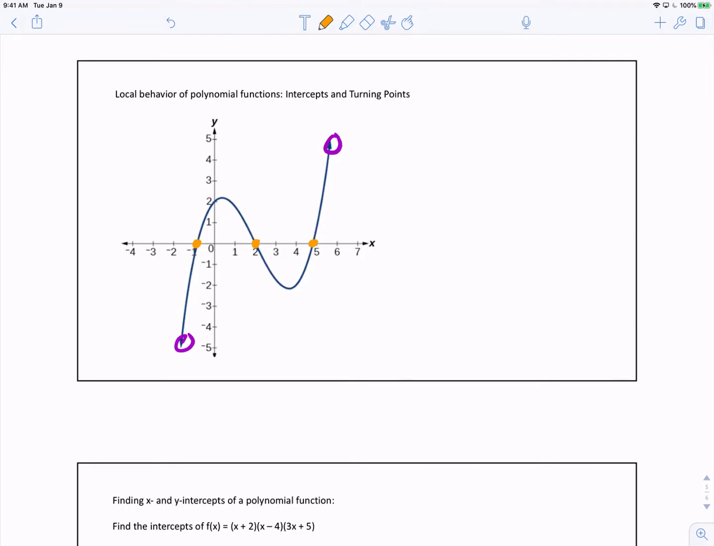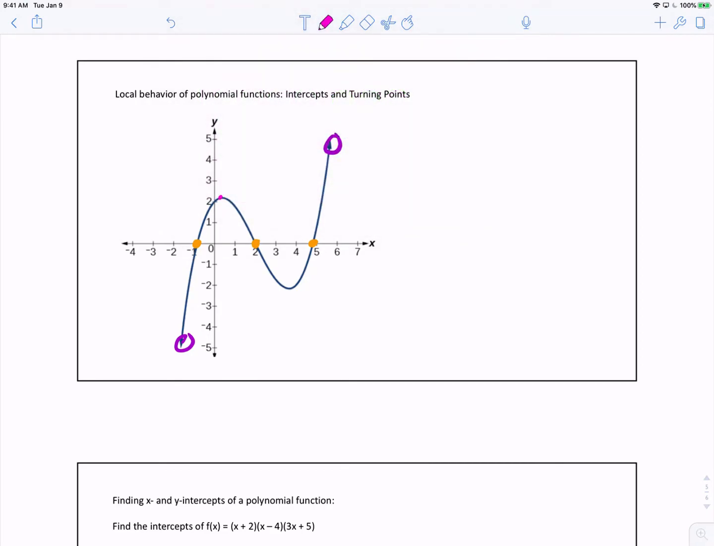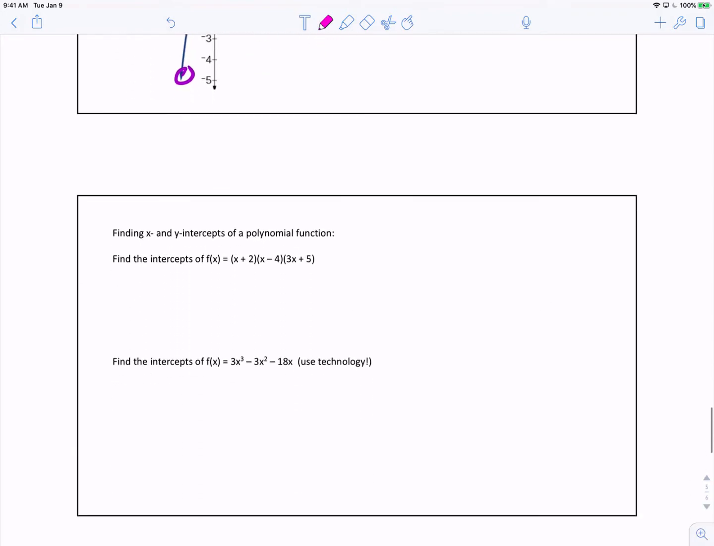And there's also a y-intercept as well, but often we're just concerned about the x-intercepts because those are the roots of the polynomial. And the turning points are the places where the polynomial literally turns around, goes from going up to going down, or goes from going down to going up. So this polynomial in the graph has 3 x-intercepts and 2 turning points.